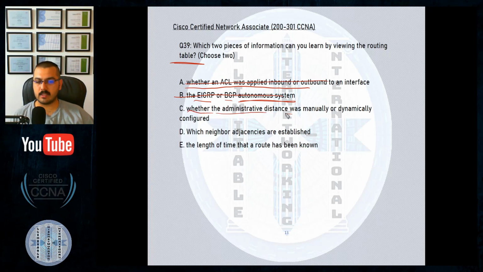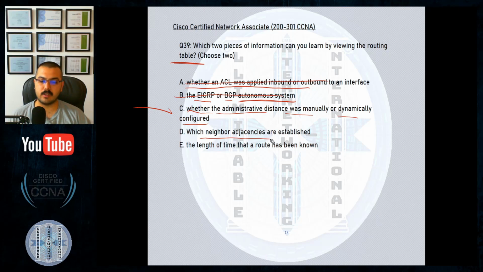Whether the AD was manually or dynamically configured, yes. That will be when you have a line in the routing table saying a static route with this destination and this next hop, but the AD of the static route is 2. You know that the default static route AD should be 1. Why is it 2? Then it was manually configured. So this is a manipulating option. Be careful, but it's correct, because you can conclude that from viewing the routing table.